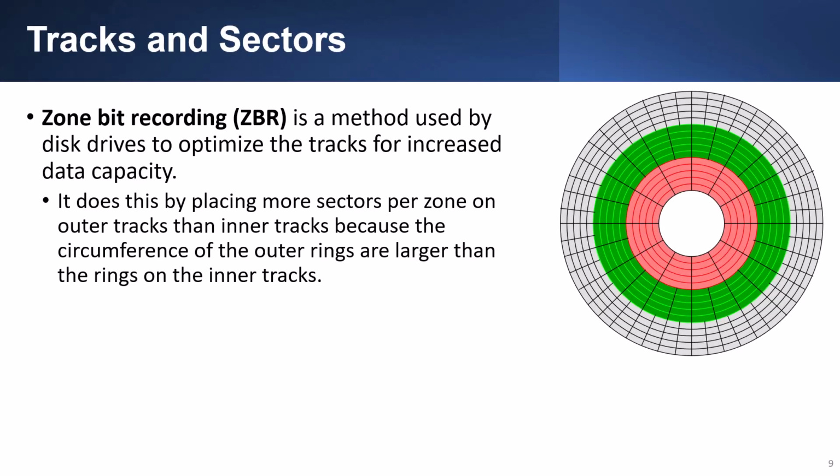Zone bit recording, or ZBR, is the method used by disk drives to optimize the tracks for increased data capacity. It does this by placing more sectors per zone on outer tracks than inner tracks because the circumference of the outer rings is larger than the rings on the inner tracks.